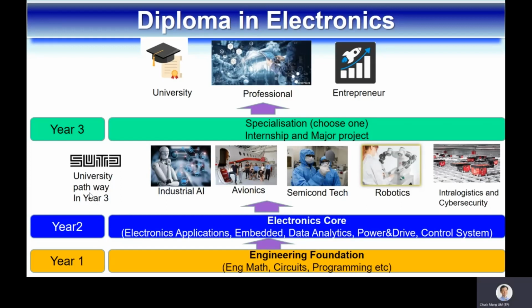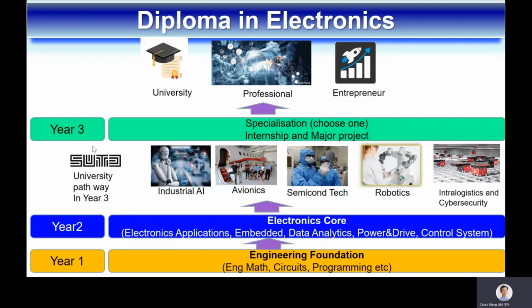Now, when you progress to the year 2, you will be training in the electronics core to go deeper into training of electronics. You will learn subjects in how to apply electronics in many of the applications. You will learn embedded hardware and software that are able to integrate to many sophisticated systems. You will learn data analytics, power electronics and drive that are used in many of the electric vehicles and also clean energy. And also you'll learn subjects like control system that is needed in the sophisticated control of precisions, placement, and fast response time, for example, robotics arms.